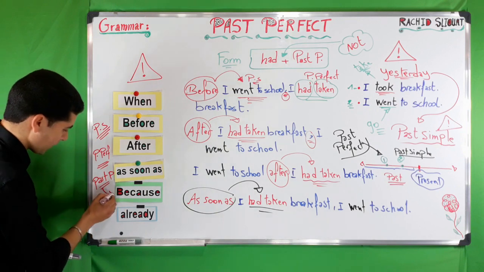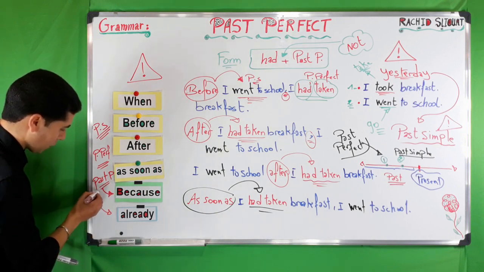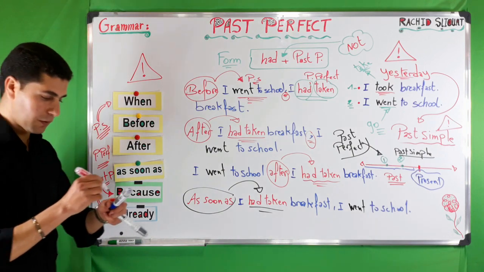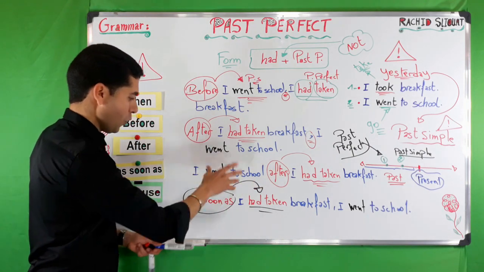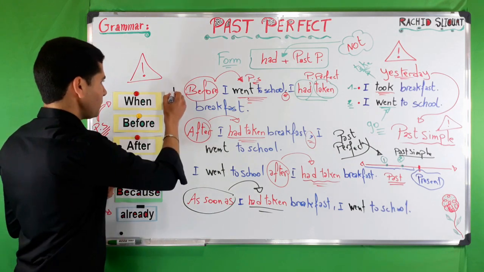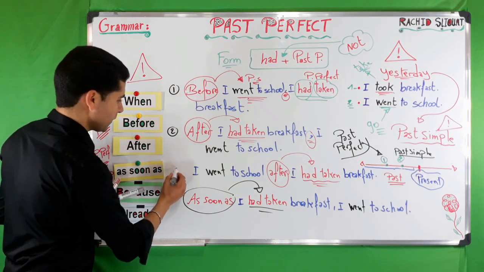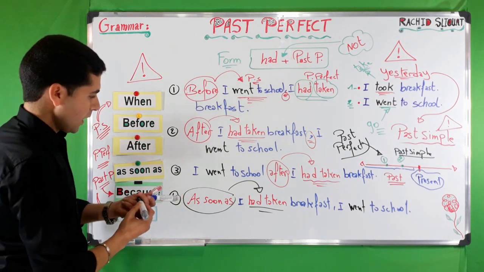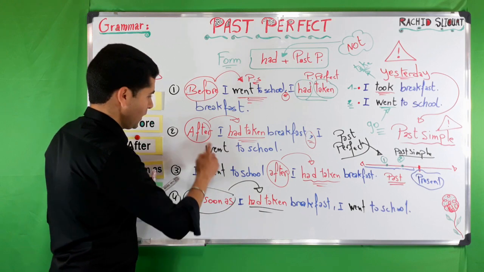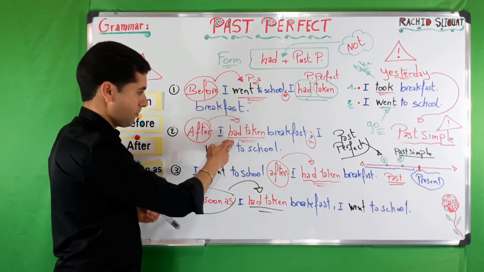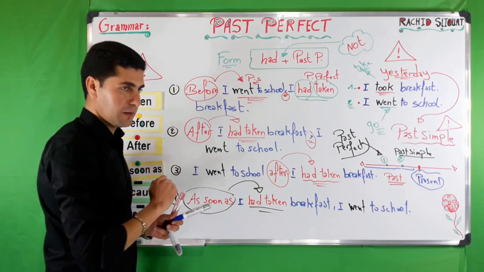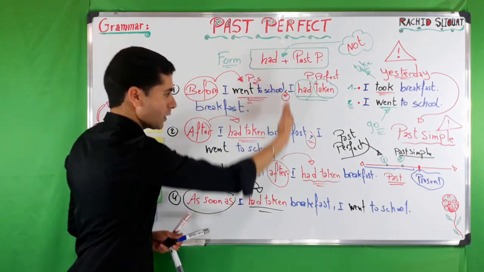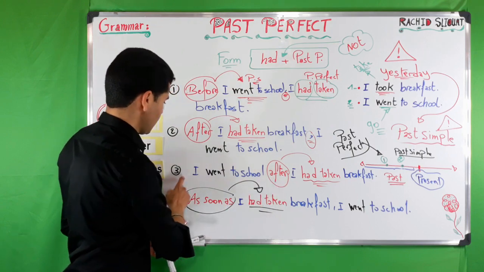Because is also with the past perfect. Already is also with the past perfect. When is with the past simple. Just remember this order. So this is number 1, this is number 2, this is number 3, and this is example number 4. Now as soon as is with past perfect, after with past perfect, before past simple, but these words can be either in the beginning or in the middle, as in example number 3.